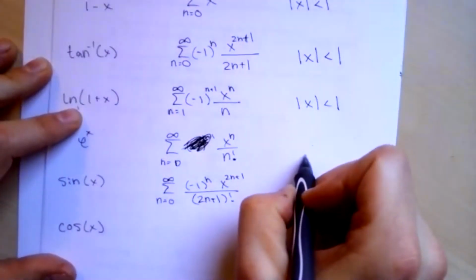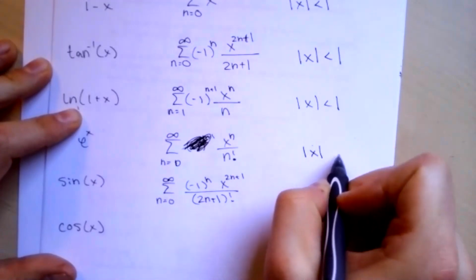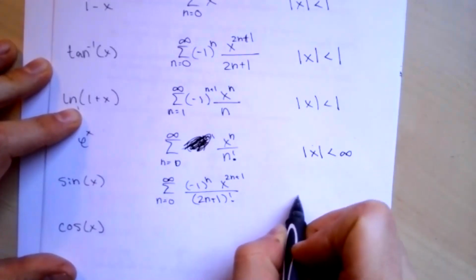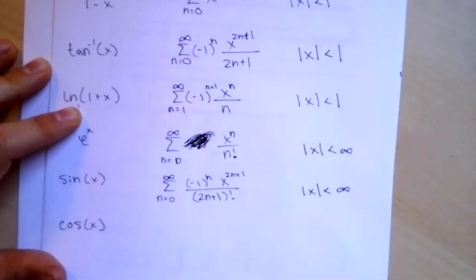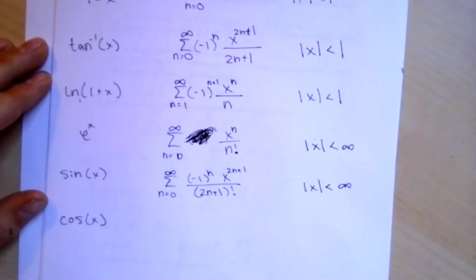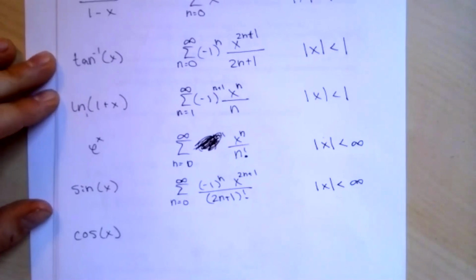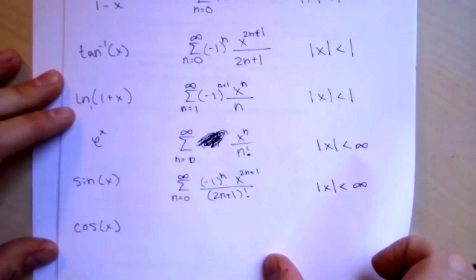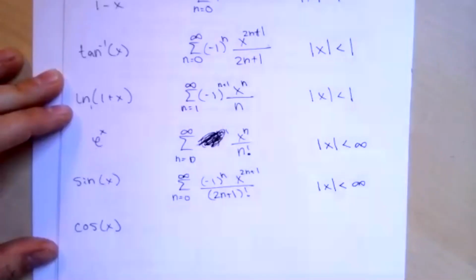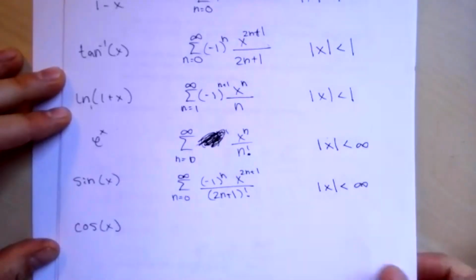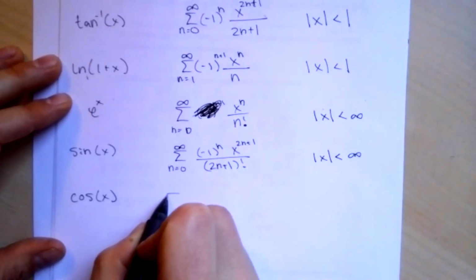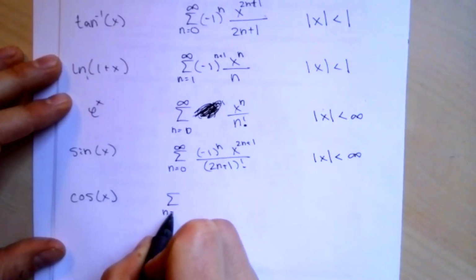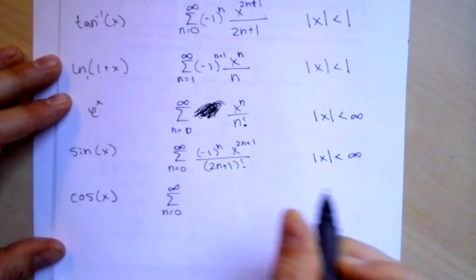I'll give you a hint. Radius of convergence for these guys is going to be infinite. So check that out on your own. You guys do have the tools now to check the radius of convergence of any of these series. Cosine, so we don't have time to go through, I'll just write it out and maybe build a little intuition for it.